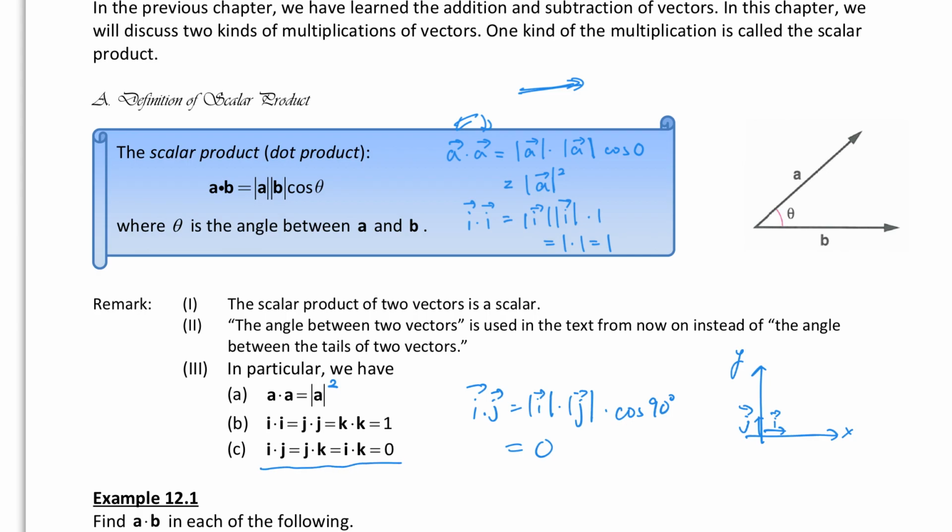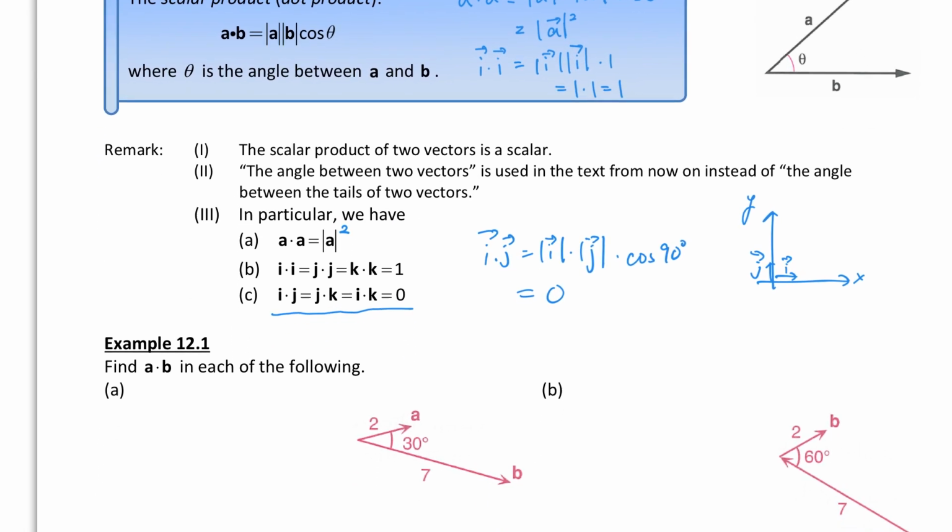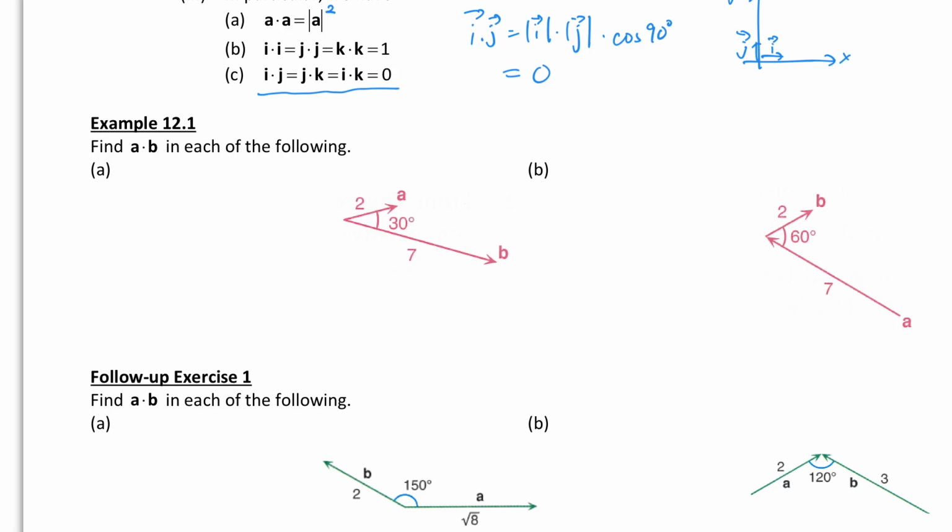Let's see example 12.1. Find A dot B. Easy. Why? Because A dot B is equal to magnitude A times magnitude B times cosine theta. Because this angle is between the tails of these two vectors, it's cosine 30. And then 2 times 7 times cosine 30, which is root 3 over 2. After the cancellations, the answer is 7 times root 3.